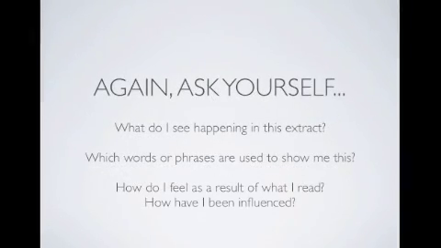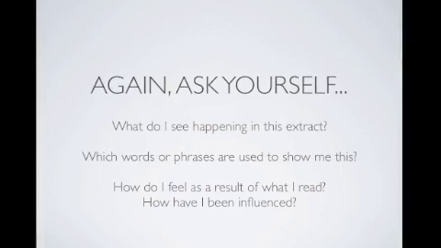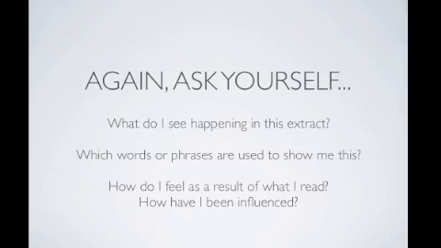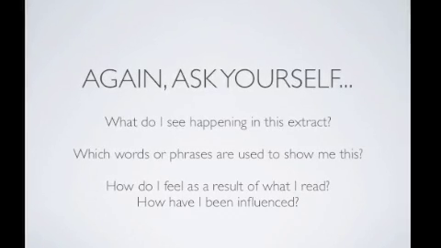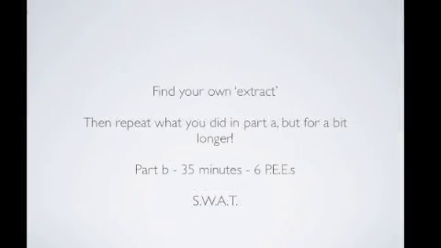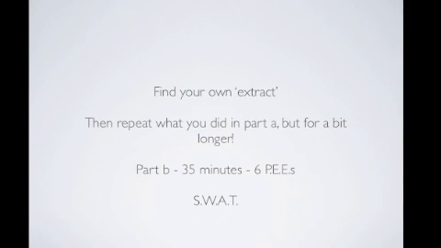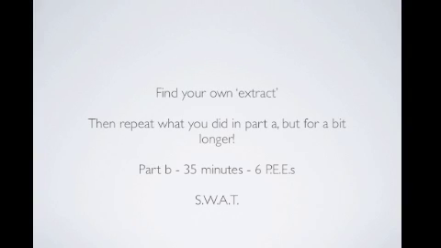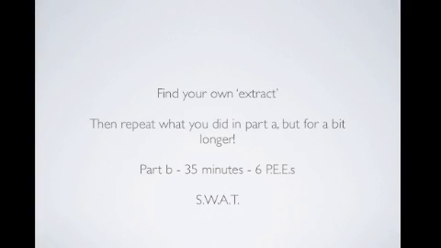So again, in order to try and clarify the question, I would ask myself, what happens in this extract? What do I see happening? Which words or phrases has Steinbeck used? And how does that influence me then? When you've actually found the general place in the novel that you want, I would try to slim that down to an extract that's similar length to the one that you're given in part A.